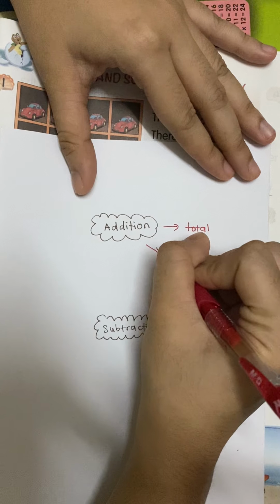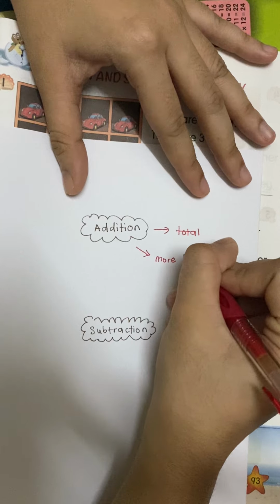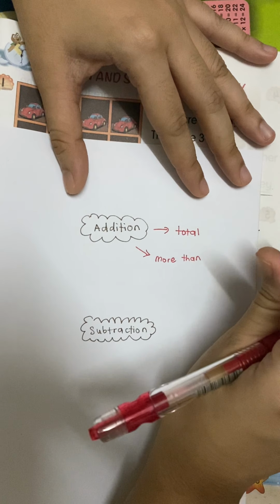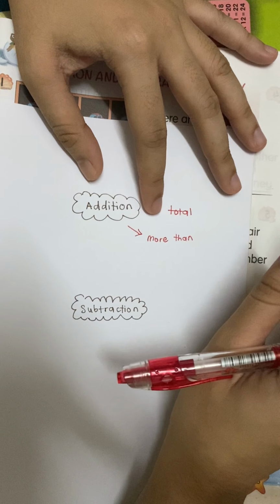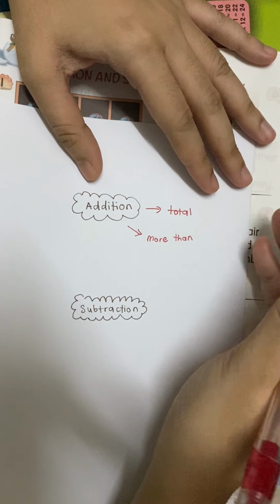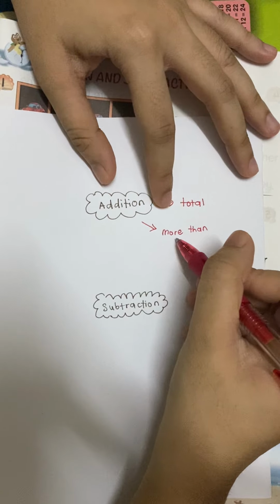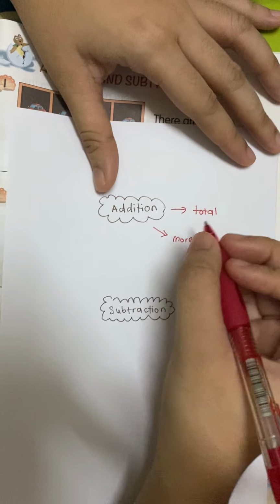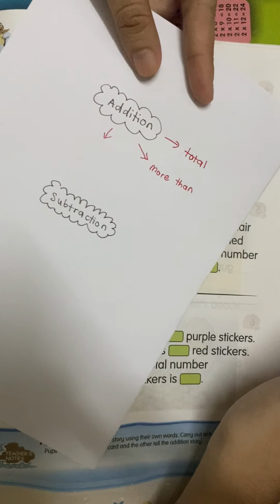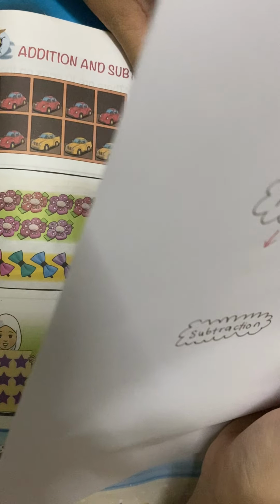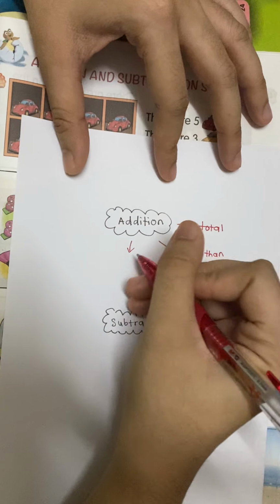What else? Okay, more than, or more, something like that. For example, what is the total of something when it is more than 2. When you see more than, you need to add. What else? Okay, total number. Okay, all together. I'm sorry. All together.